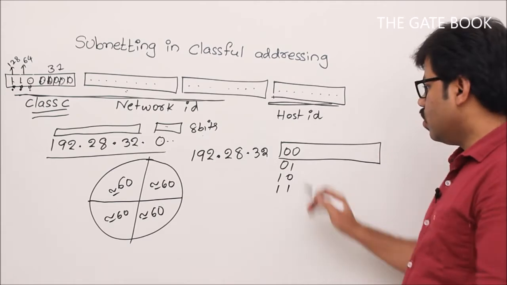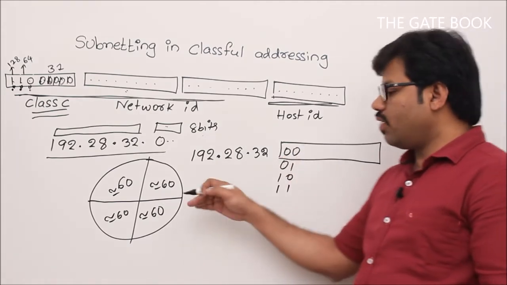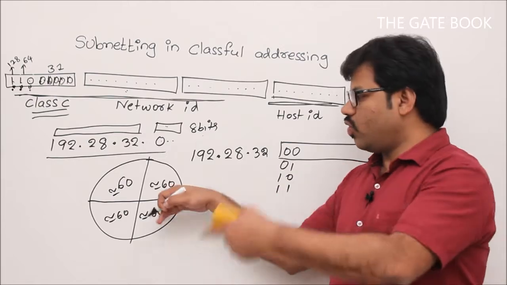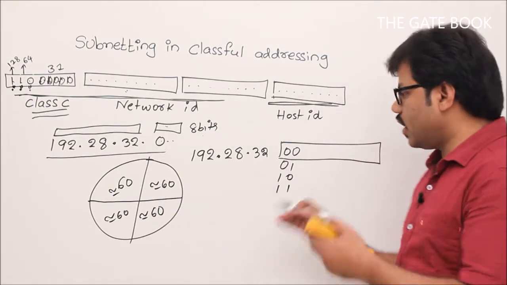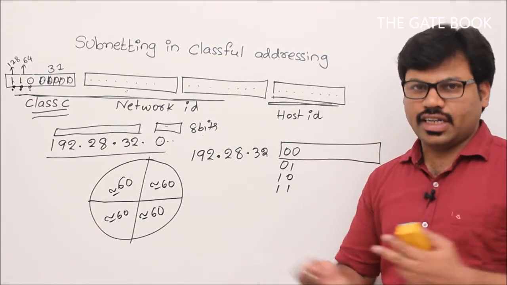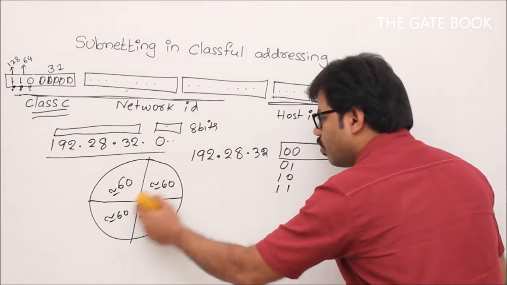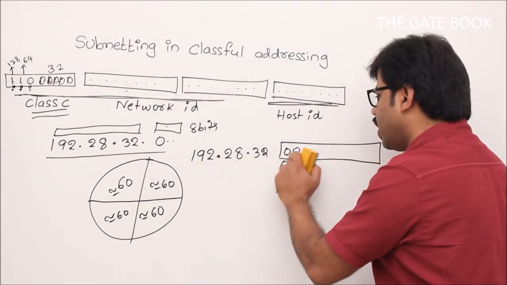Okay, so 00, and because at that time we were focusing on uneven networks, so we did it in a different way, but the general idea is this one. By this time you should have experience. Since you have 4 subnets of equal size, that's why I am taking 2 bits.